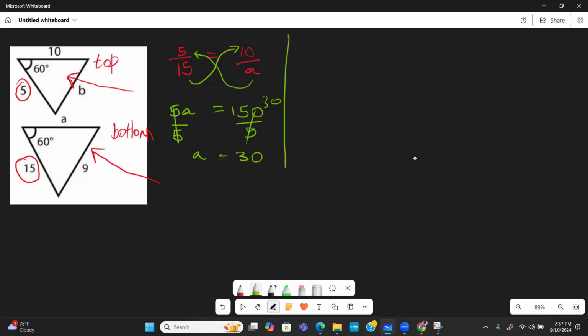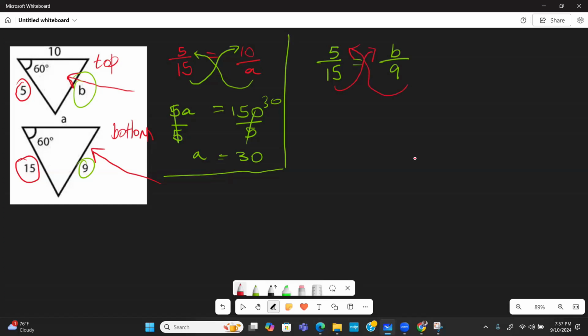So let us go and find the value for b. I can still use 5 at the top over 15 because I still have that as a known pair of corresponding sides. So remember, b is from my top diagram. So I'm going to have b at the top over 9, which is from my bottom diagram. So from this, I'm going to cross multiply again, where 15 times b is equal to 9 times 5.